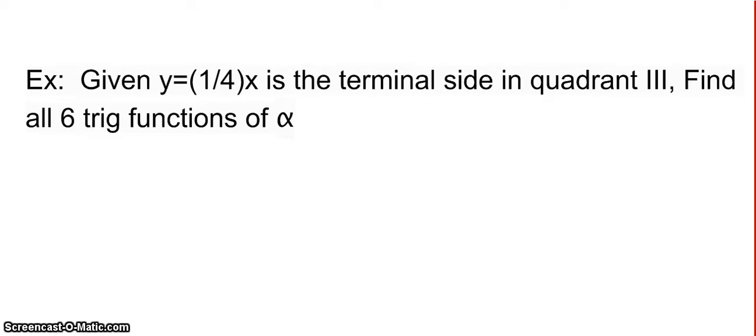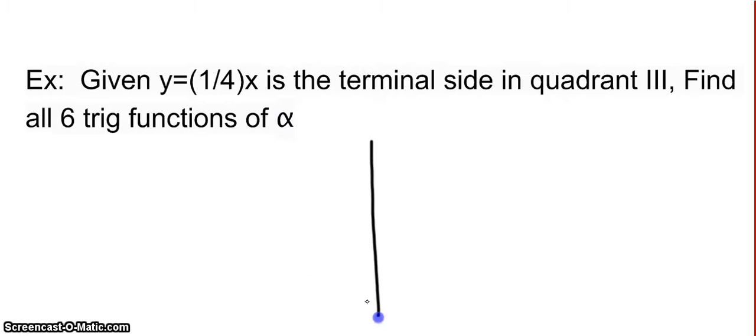Alright, so let's try this one. Given y equals 1/4 x is the terminal side in quadrant 3, find all 6 trig functions of alpha. How do we do this? Great question. Well, what is y equals 1/4 x? That's the equation of a line. What is the y-intercept of that? 0. So this is going through the origin. What is the slope? 1/4.